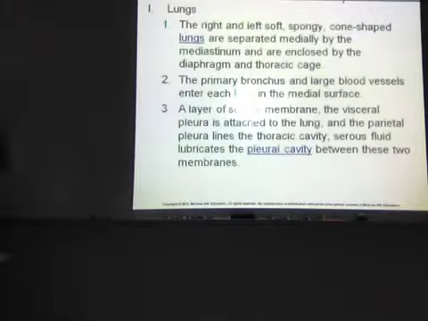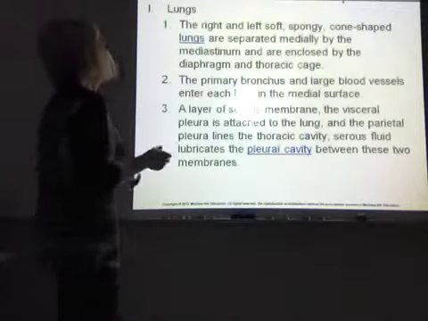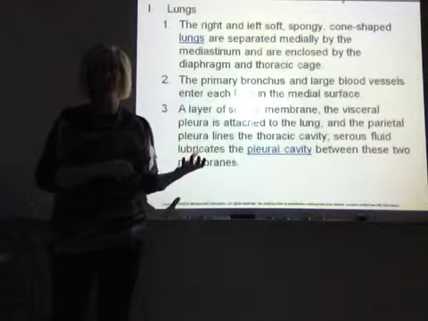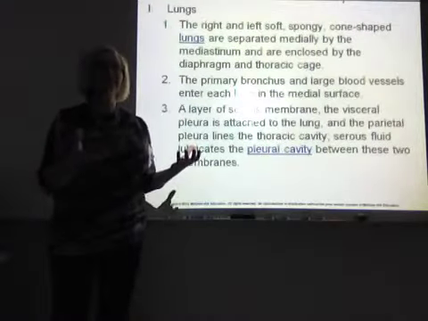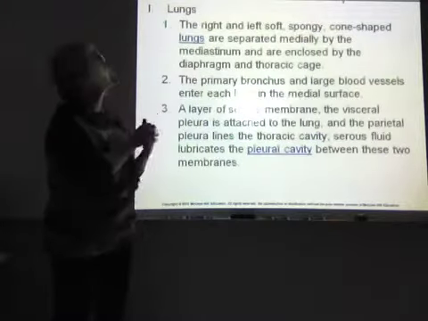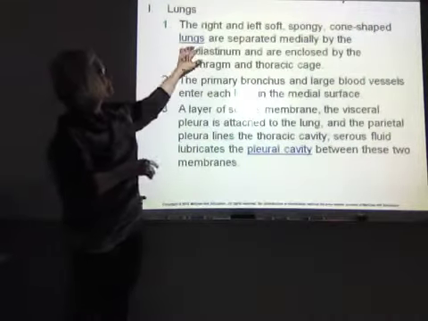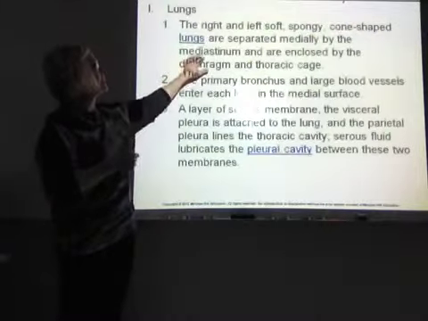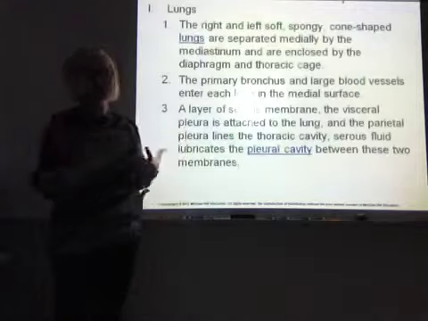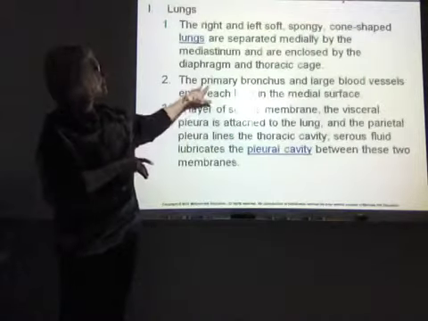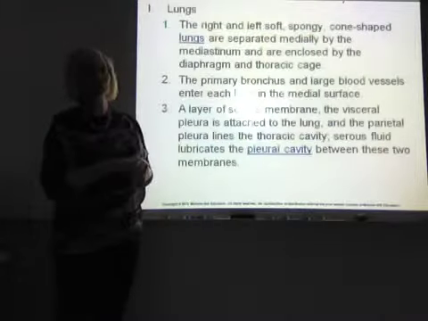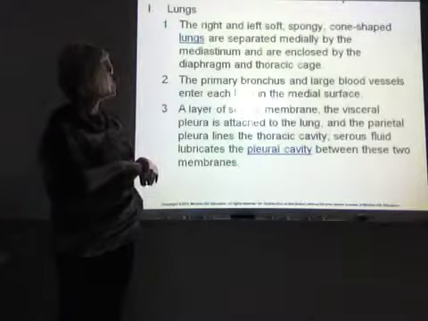You have a right and left lung. They are soft, they are spongy. If you get to go to cadavers ever, if you've dissected animals, they're like a sponge. They're very soft. They're separated medially by the mediastinum, and they're enclosed by your diaphragm and thoracic cage. The primary bronchi and large blood vessels enter each lung there at that medial surface.